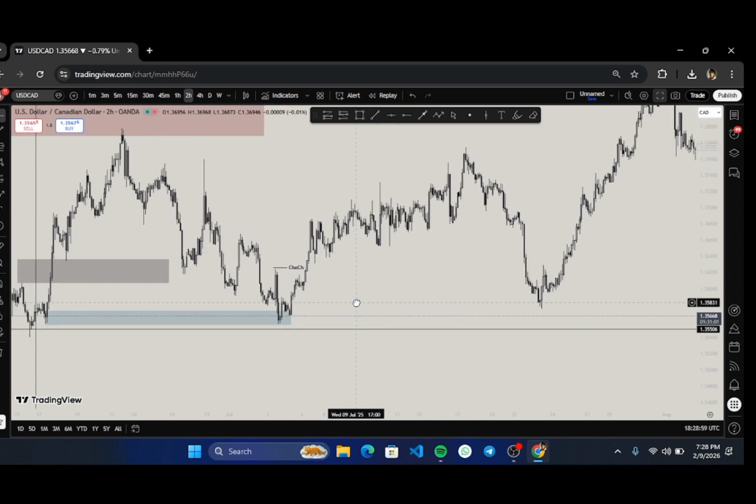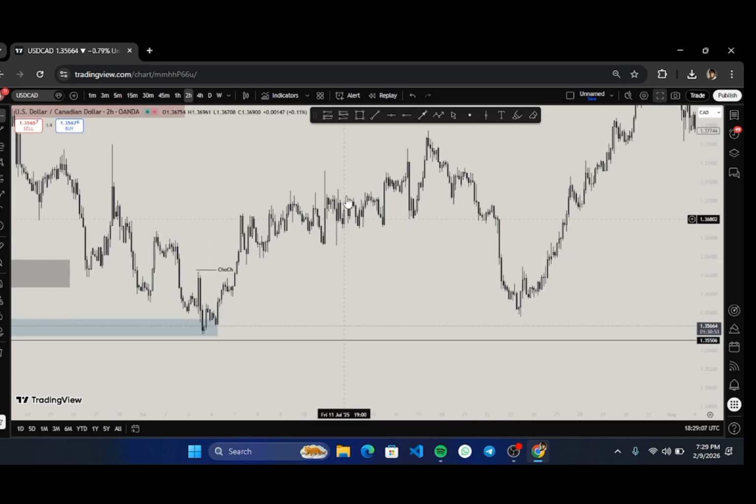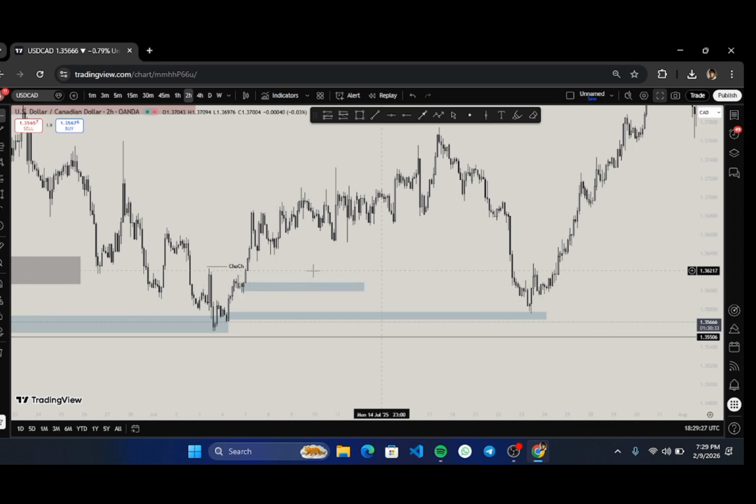So what can we identify here? We can see that after this change of character, there was another impulsive move. Now, on the 1 hour, don't get it confused. We can identify that there are two demand zones here. We have one. Let's make it blue. Let's change the color here. And we have this demand zone and also this demand zone. Now, what can we do here?